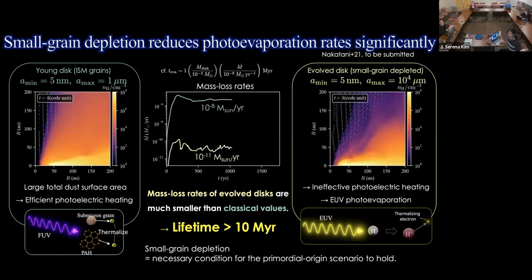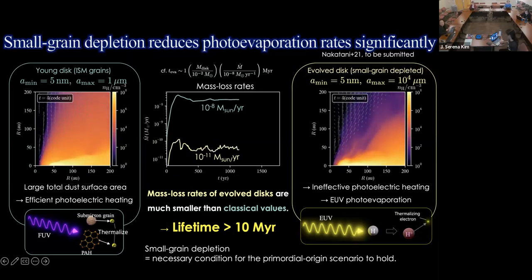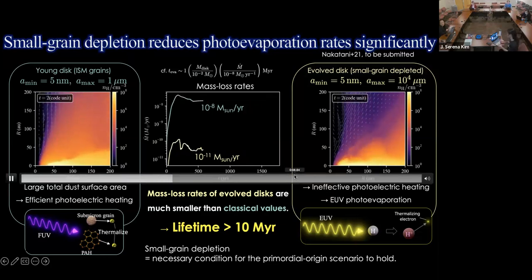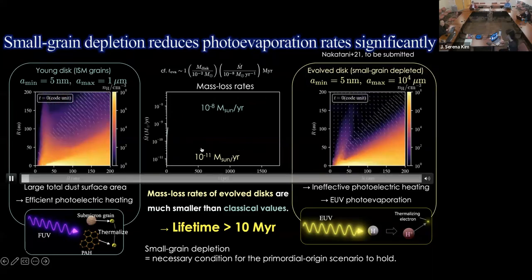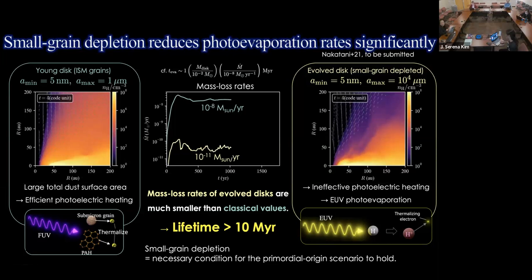So yes, this simulation shows small grains. If the disk has small grains, then it can produce a higher photoelectric heating rate because the main contributor of FUV heating is submicron grains and PAHs. But if small grains are depleted, like in this movie, then the gas only heats up like this. So that's why small grains are needed to heat the disk efficiently.